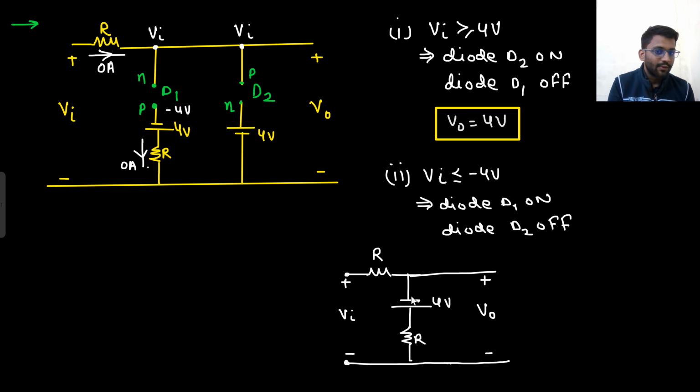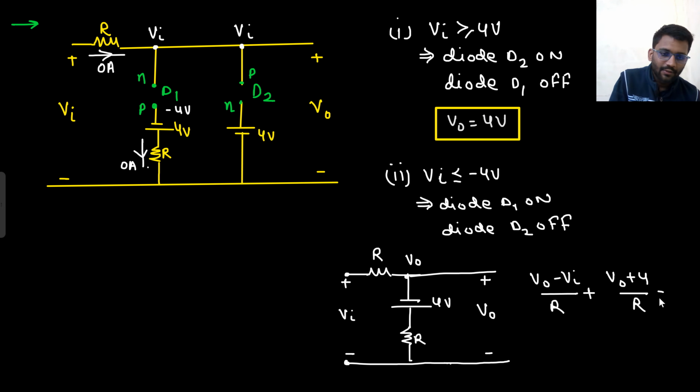V naught will not be minus 4 volt, because there will be some drop across this resistance R as well, because there is this closed circuit with the 4 volt battery, R and this V in battery. So there will be some current flowing through this resistance R as well. So V naught will not be minus 4. So what will it be? This potential will be V naught. So you can apply simple KCL. This potential is 0, this potential is 4. V naught plus 4 by R.